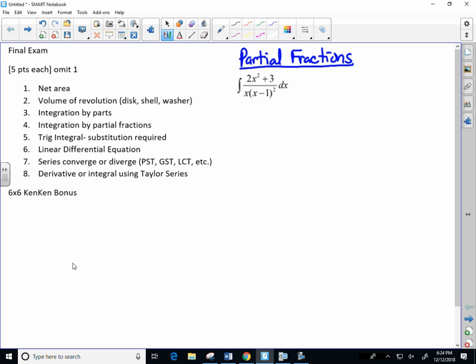All right, so what we're doing again is we're pretending the integral isn't there. We're looking at this as just 2x squared plus 3 over x times x minus 1 as a quantity squared. So we have two unique linear factors on the bottom. Each one of those is going to get a constant numerator in the expansion. So I'm going to write this as A over x.